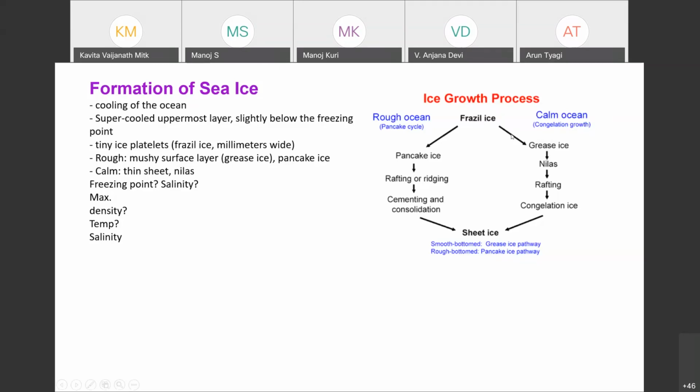the fragile ice goes into grease ice, and it is very smooth. So this grease ice converts into nelas. So basically, nelas is a very thin layer of ice, and this, due to the rafting process, gets converted into the rafted pancake ice, and later on, due to the congelation of the ice surface, it converts into sheet ice. So this is the sea ice growth process.